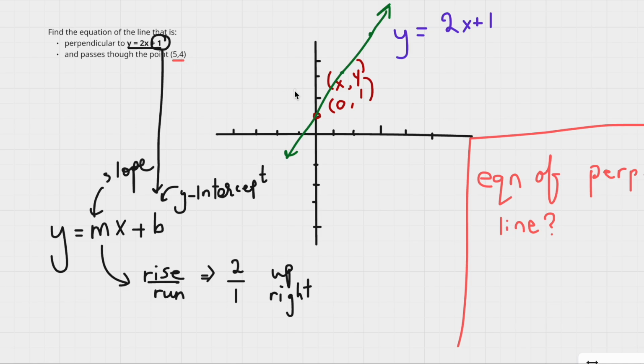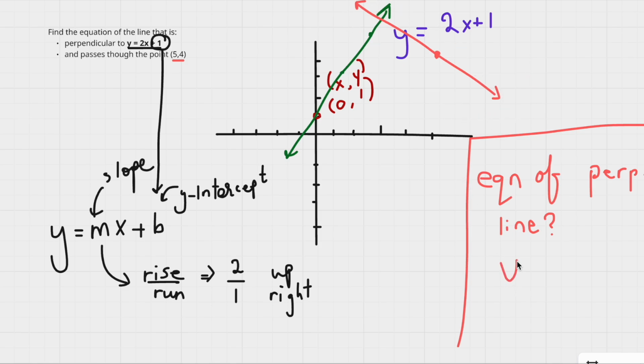Let's find where the point (5, 4) is. It'll be 5 to the right and 4 up, somewhere here. If I draw a perpendicular line to the green line, perpendicular means it intersects at a right angle. So it will look something like this. Or basically anywhere that it intersects, that green line makes a right angle. That means perpendicular. And it continues on forever, so you can put the arrowheads, but we need to find the equation of this pink line.